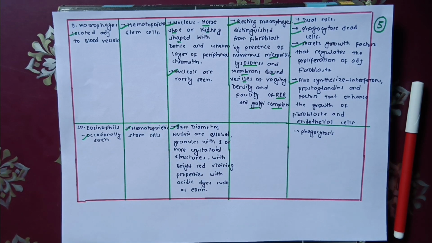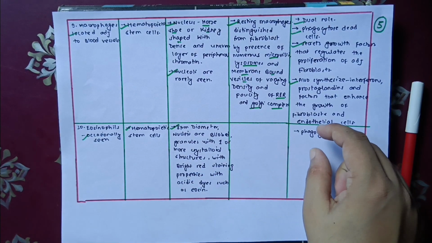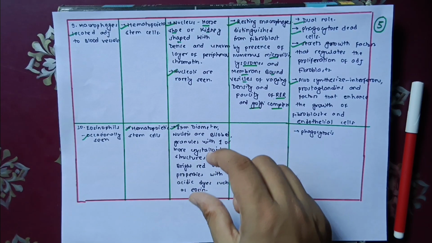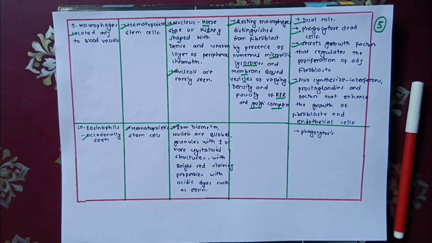So that is in light microscopy. In the eosinophil we can see an 8 micrometer diameter cell, and the nucleus is bilobed, with granules containing one or more crystalloid structures and brighter staining properties with acidic dyes such as eosin. There is also a granule similar to that of the macrophage, and the function is phagocytosis. I won't discuss the eosinophil more; you can just remember it, and it is not very important in this chapter.